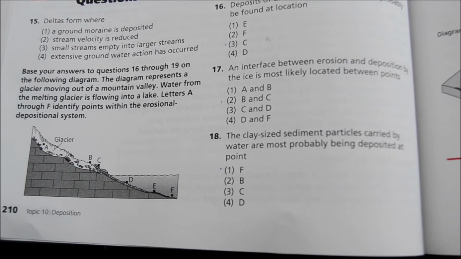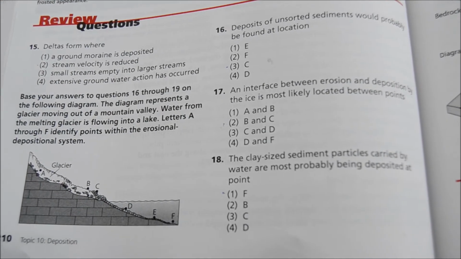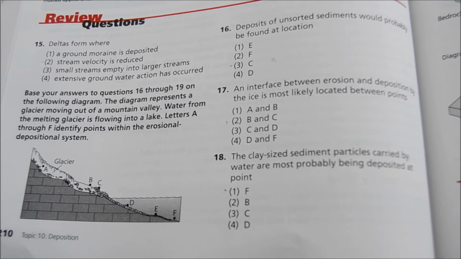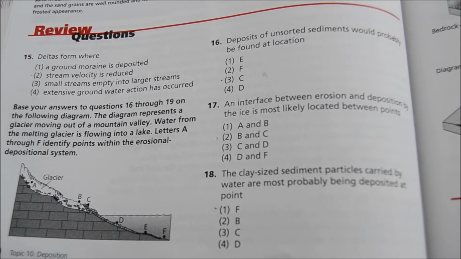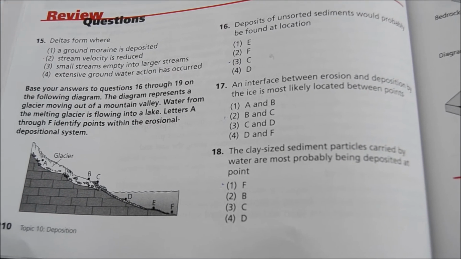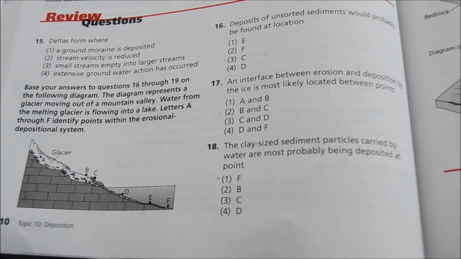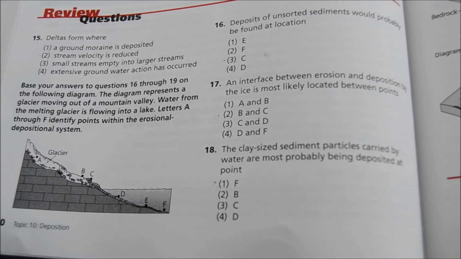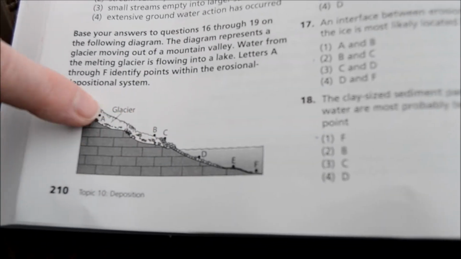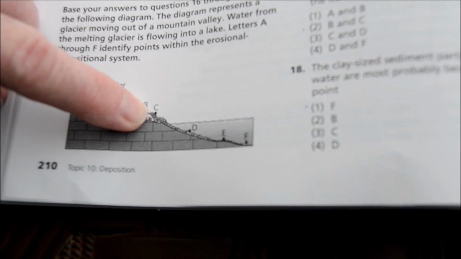Base your answers to questions 16 through 19 on the following diagram. The diagram represents a glacier moving out of a mountain valley. Water from the melting glacier is flowing into a lake. Letters A through F identify points within the erosional-depositional system. So if I'm looking at A and B, they're still in the glacier. C marks how far the glacier actually got. That's our terminal moraine.